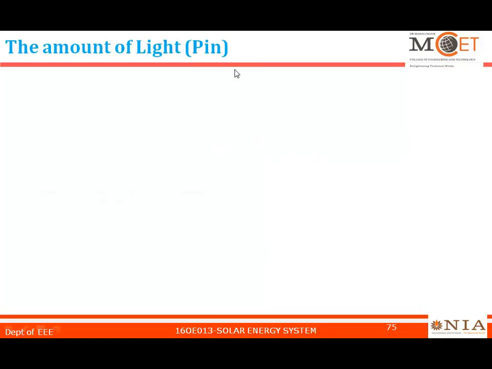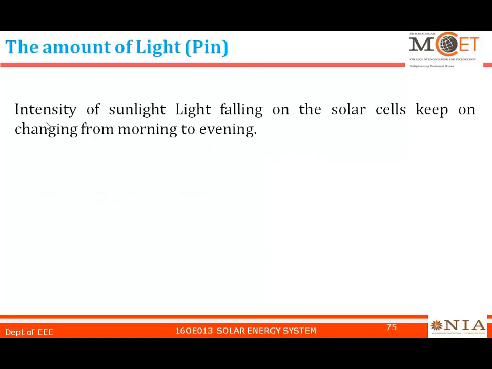Amount of light falling, P input. The intensity of sunlight falling on the solar cell keeps on changing from morning till evening. As we have discussed, the sun rises in the east and sets in the west. So the amount of light falling on the solar cell keeps changing. It is not fixed. At 6 o'clock the angle is different; at 9 o'clock, 12 o'clock, evening 6 o'clock, it is entirely changing. Throughout the day the sunlight falling on the solar cell is changing.